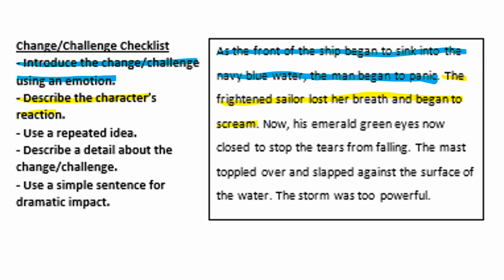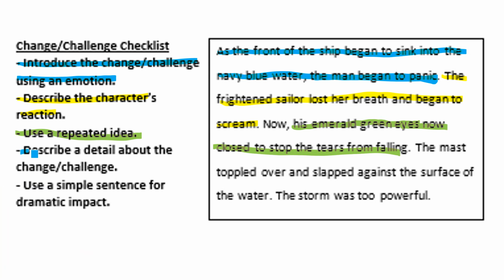Next, we use a repeated idea. Remember, a repeated idea is something that we've mentioned in an earlier paragraph that we are going to mention again now. And I have written that his emerald green eyes that were once scanning for an escape route are now closed because he's trying to stop the tears from falling.